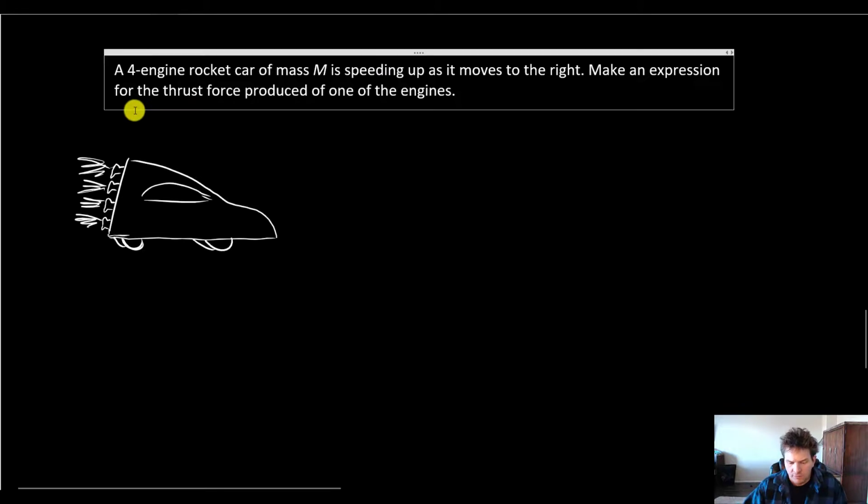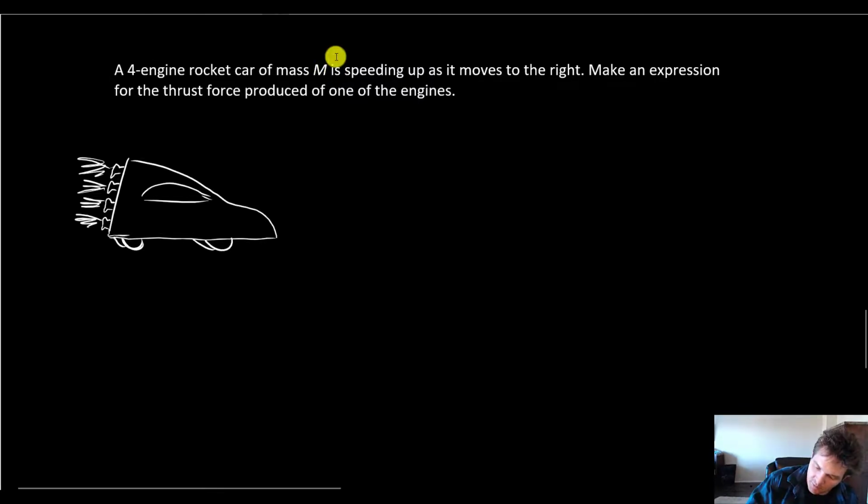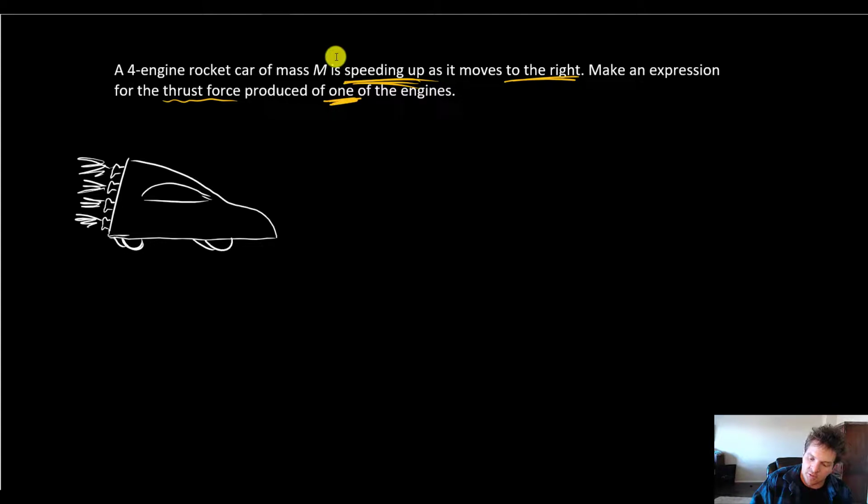We got a 4-engine rocket car of mass, capital M now, and it's speeding up as it moves to the right. So speeding up automatically lets me know that this thing is accelerating, and to the right. All right. So make an expression for the thrust force produced by one of the engines. Okay. So let's figure out all of our contact forces. We got the ground holding up the car with a normal force that is perpendicular to the ground. I'm going to have some form of friction on these wheels.